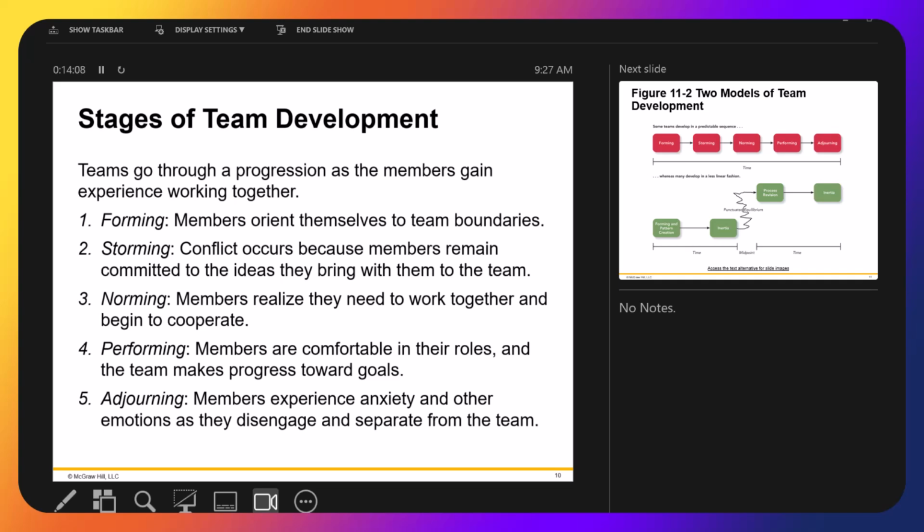Adjourning. Members experience anxiety and other emotions as they disengage and separate from the team. Once you become a part of a team and you gel and you work and you perform and you achieve, adjourning actually comes with a little bit of anxiety. As people, one of the things I can tell you is we like belonging. So when we adjourn and we leave the team, we're no longer a member anymore, and so it comes with a little anxiety.